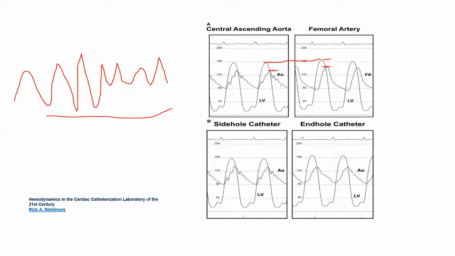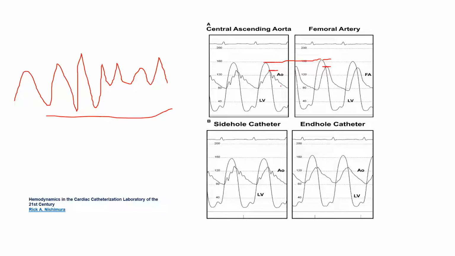So it's going to be overestimating the gradient. That's why you better steer away from the femoral artery. Because if it's open, it's going to underestimate the gradient. And if it's atherosclerotic, it's likely to overestimate the gradient. So central ascending aorta is the reference point.